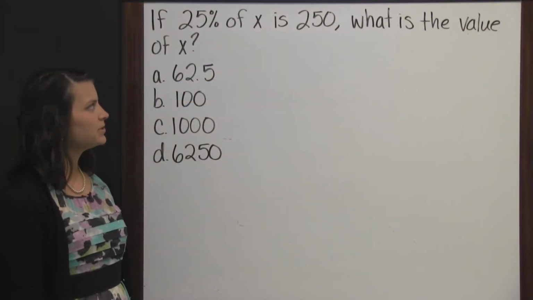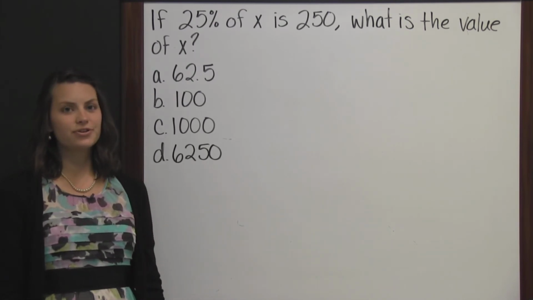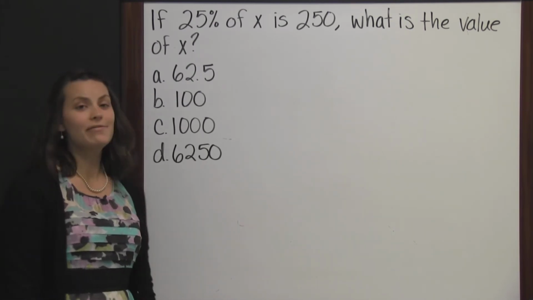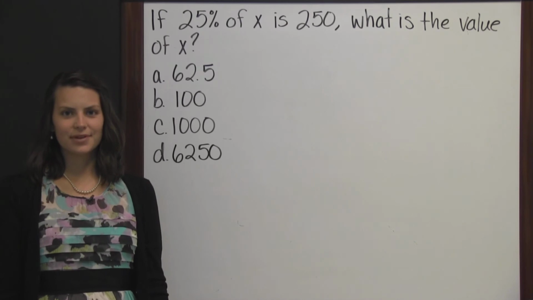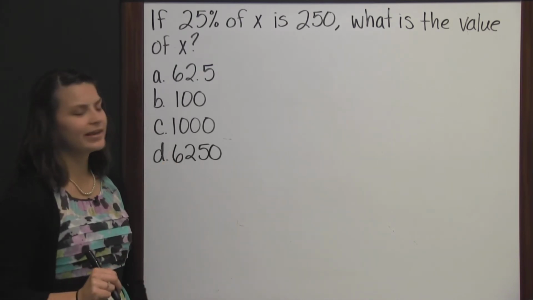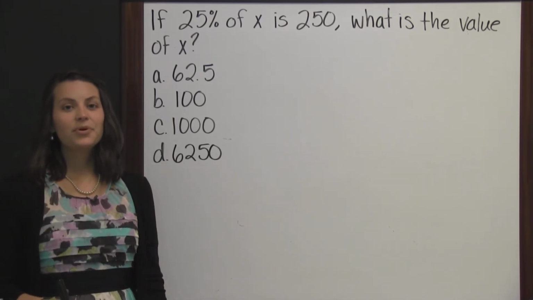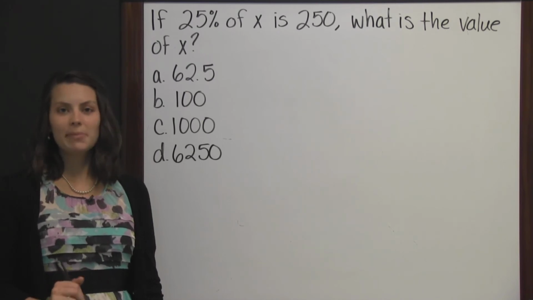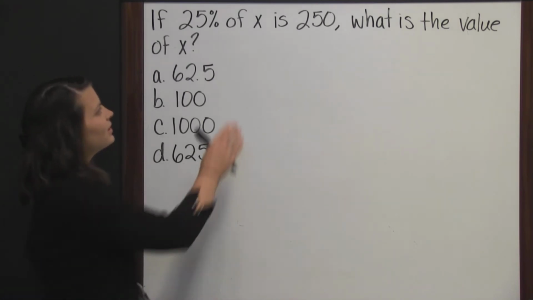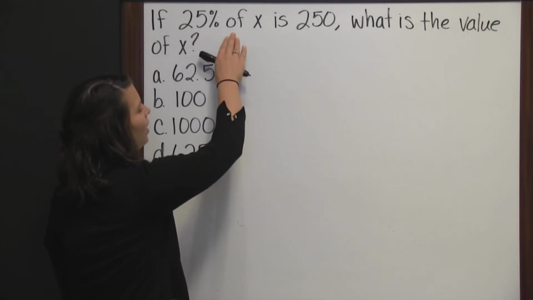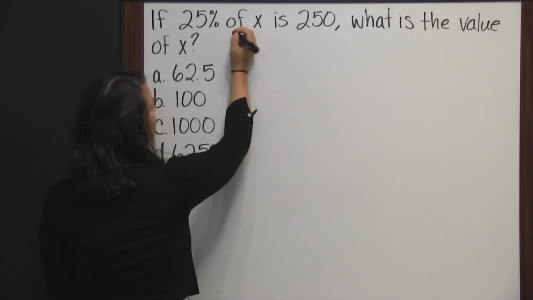If 25% of x is 250, what is the value of x? We're going to start by decoding this sentence. We're going to translate it into a math equation. It says 25% of x. And this word "of" tells us to multiply.